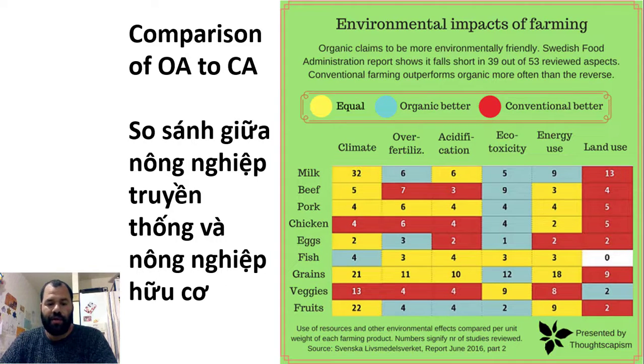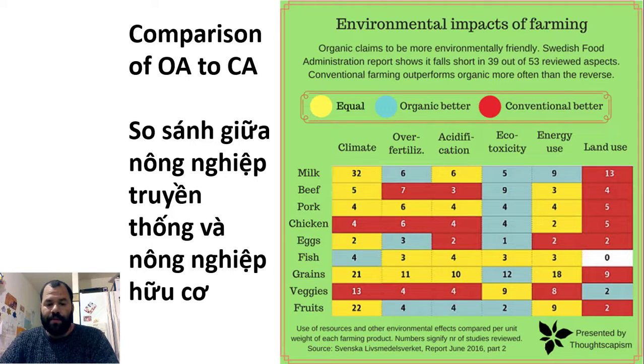What they did here is they took a lot of different branches of farming, such as dairy, milk, veggies and grains, and they tried to answer which one is better in terms of different categories such as climate, over-fertilization, soil acidification, ecotoxicity, meaning the toxic compounds that are released to the environment, and land use.